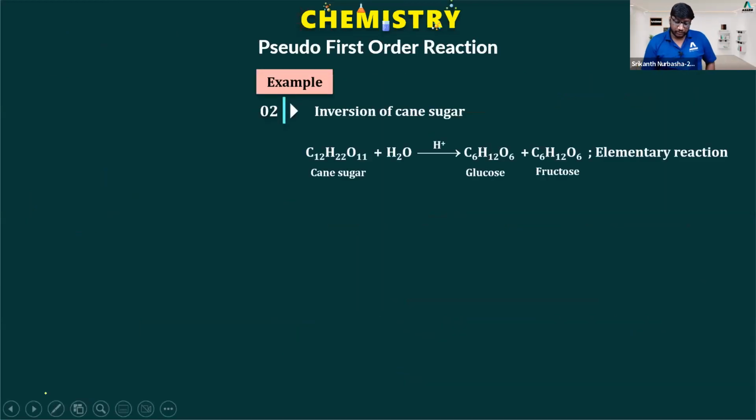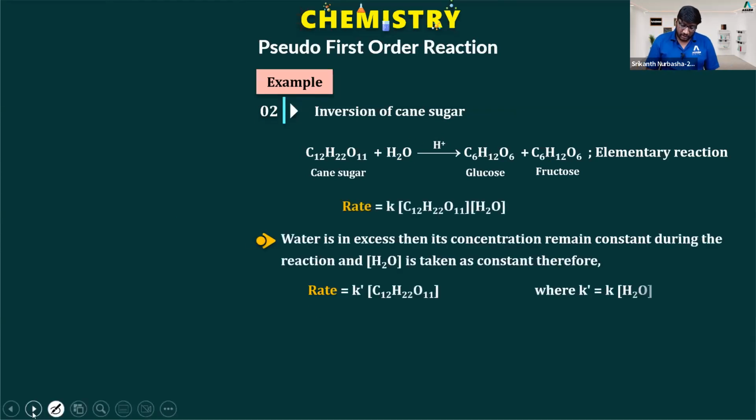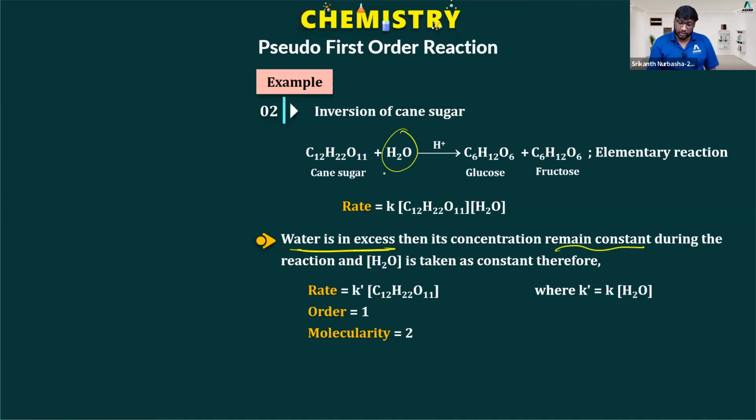Inversion of cane sugar. C12H22O11 plus H2O gives glucose plus fructose. Again, here if water is taken in excess, the order will be 1 and the molecularity will be 2. If water is in excess, then its concentration remains constant. The concentration of H2O remains constant as it is in excess.